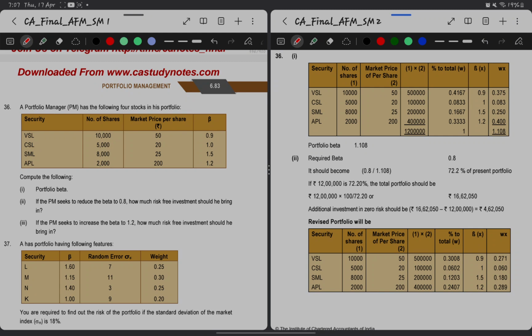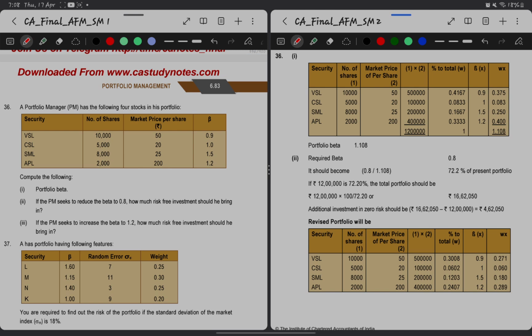Practical question 36. A portfolio manager (PM) has the following 4 stocks in his portfolio. Securities are given, number of shares, market price per share and beta is given. Compute the following: portfolio beta. So the first requirement is so simple.